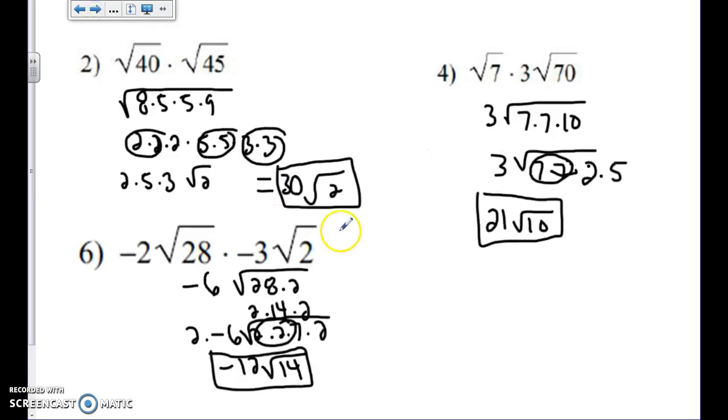And hopefully you did that by now. And these are what I got for the answers. I got 30 square root of 2 for number 2, just put 40 and 45 underneath the same radical sign, broke it down, and simplified it to be 30 square root of 2. Number 4, I got it to be 21 square root of 10. And number 6, I got negative 12 square root of 14.